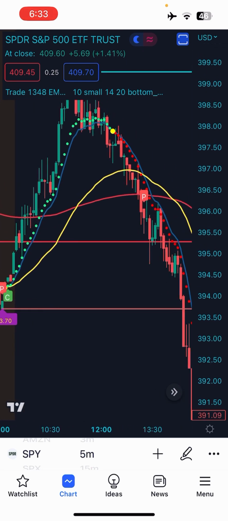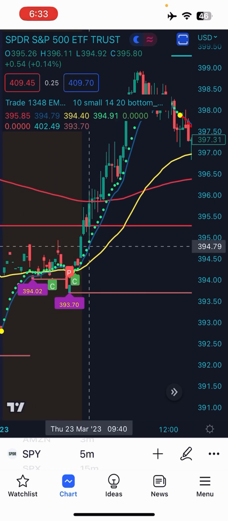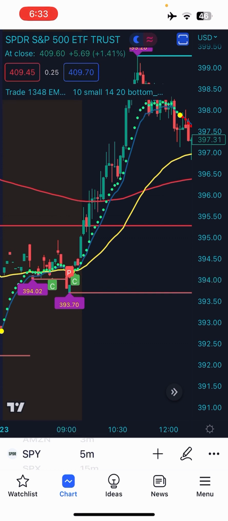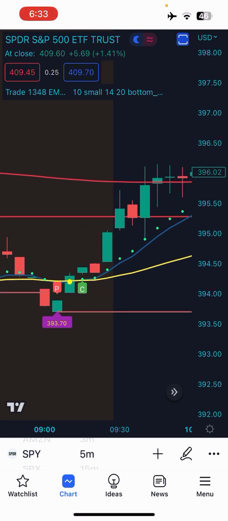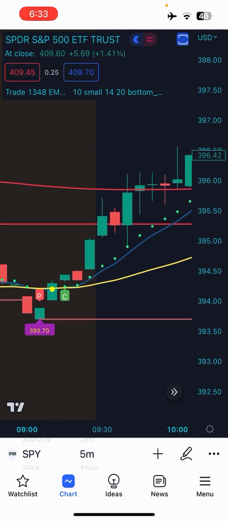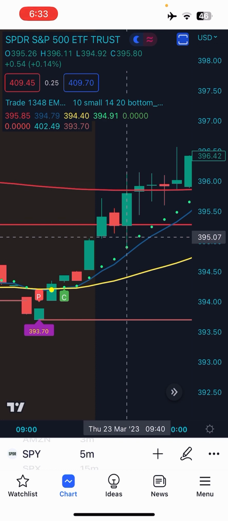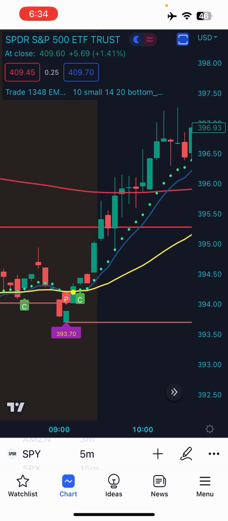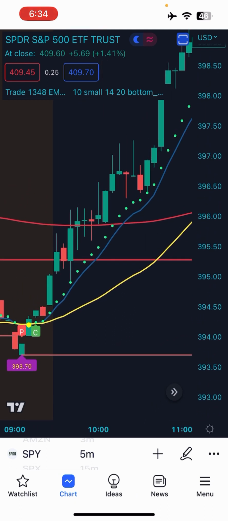First of all, I always go in when I see the 13 line, the blue line, and the 48 line crossing over. When you see a crossover, you can see here, right? It's a C. It means that the 13 line, the blue line, is going above the 48 line, the yellow line. That's a call signal, but you have to watch what the 200 EMA is doing.